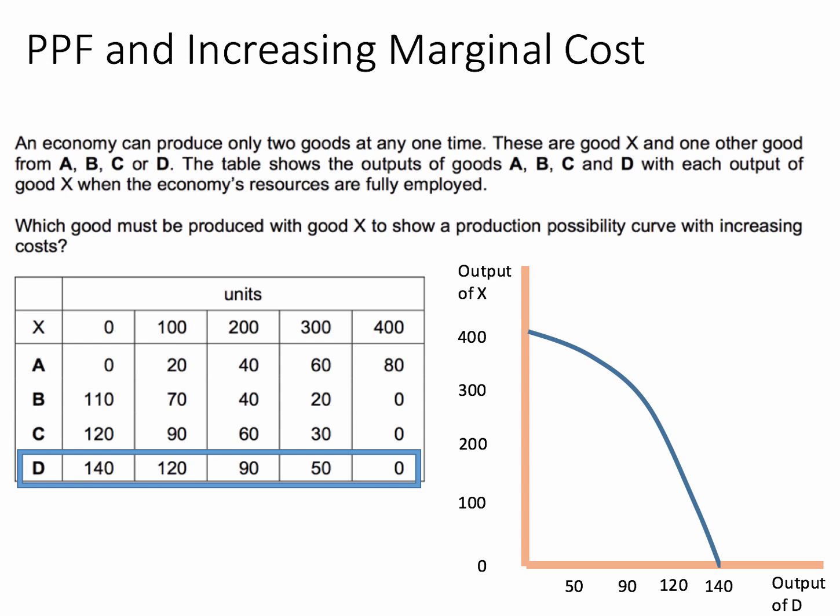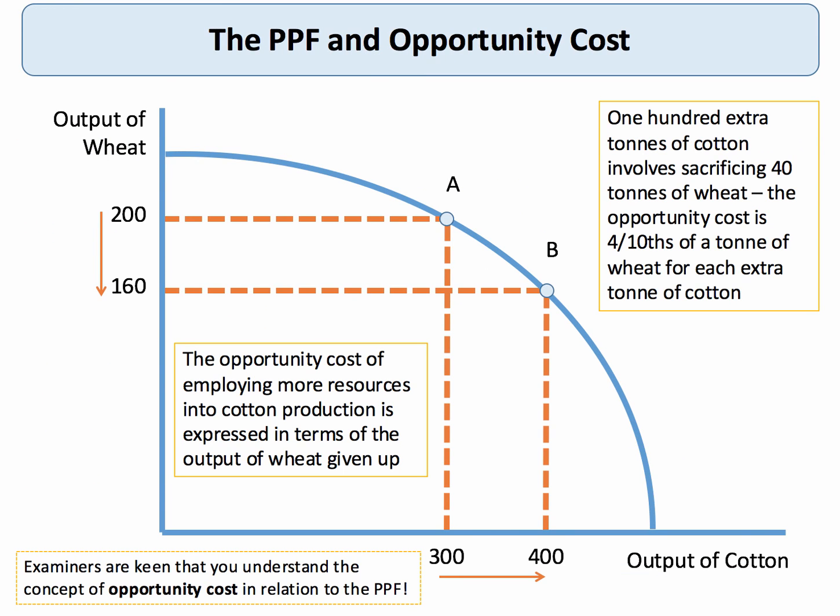And thereafter, again from 200 to 100, we only get an extra 30 units of D, takes us to 120. And if we drop our output of X all the way down to 0, we only get an extra 20 units of good D as a result. So this shape of the PPF gives us increasing costs. It's what should be a fairly familiar PPF shape to you.